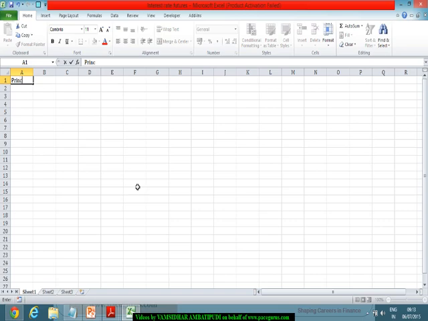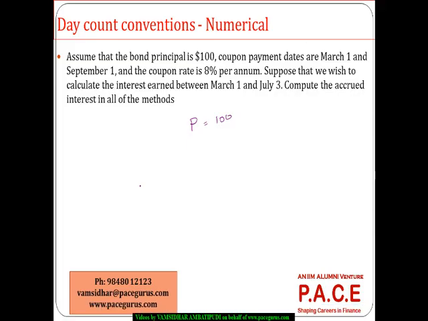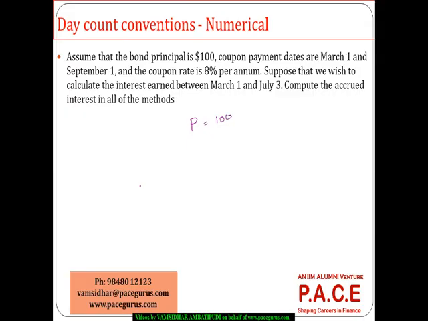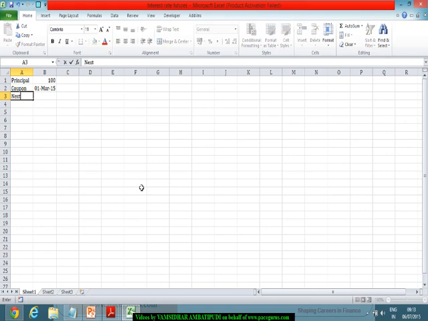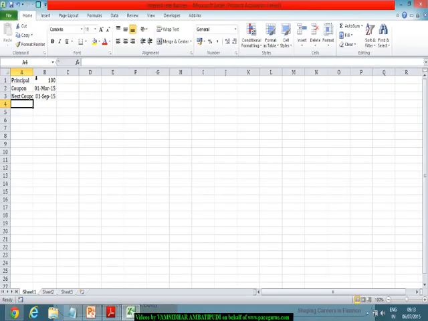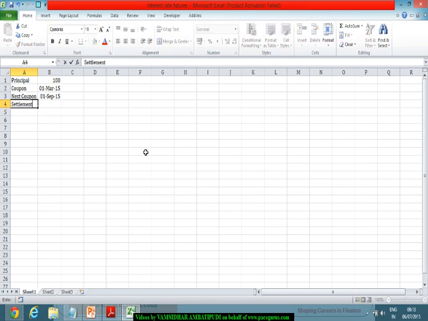Okay, the principal amount is 100. Coupon payment dates are March 1st. So the coupon is 1st March, let's say 2015, and the next coupon is September 1st, 2015. Suppose we wish to calculate the interest earned between March 1st and July 3rd. So the settlement date for me is July 3rd, 2015.